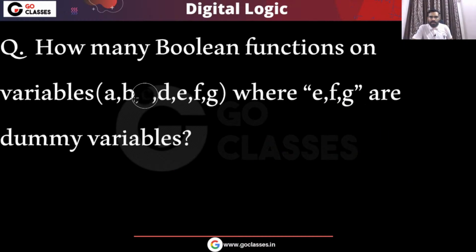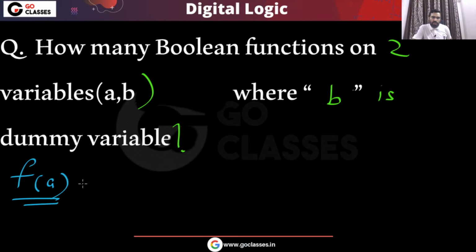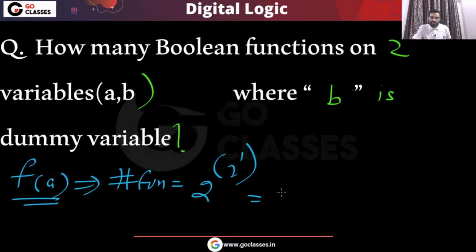For example, let's take this question. Consider a function on two variables, A comma B, where B is a dummy variable. Now what will be the answer? Here the answer will be very simple. Just think about f(a). The number of functions will be 2 power 1 power 1... that is 4.